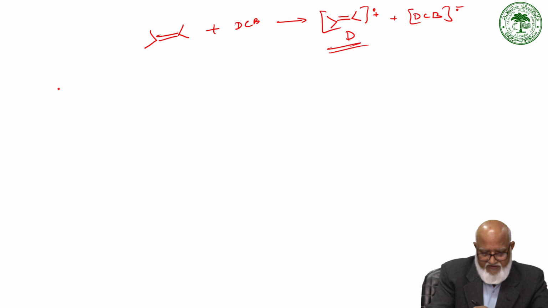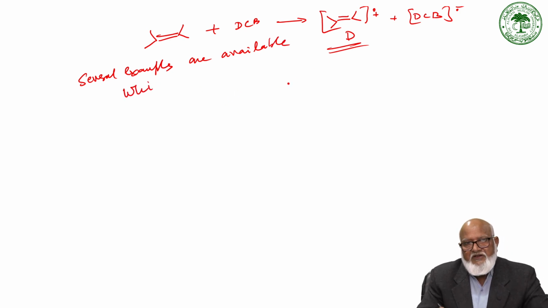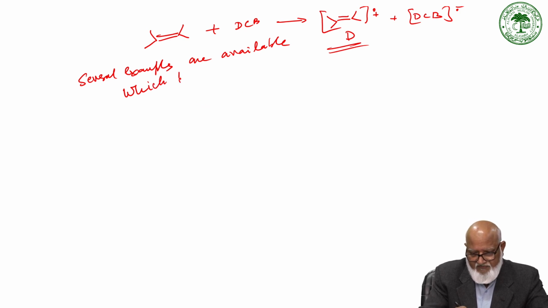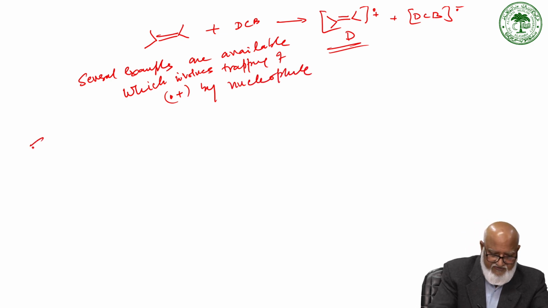Several examples are available which involve the trapping of the radical cation species by a nucleophile. So we'll see a few examples of these trappings.